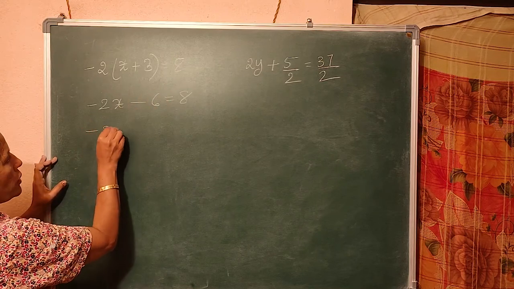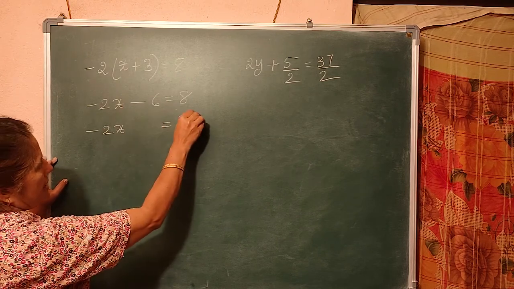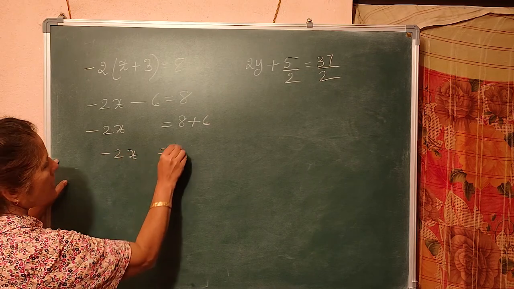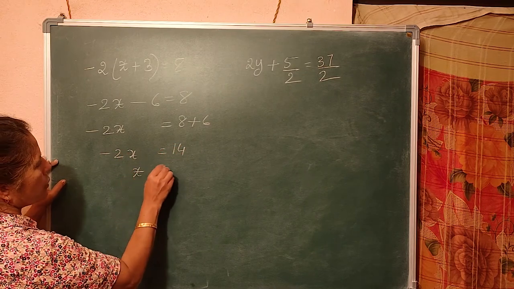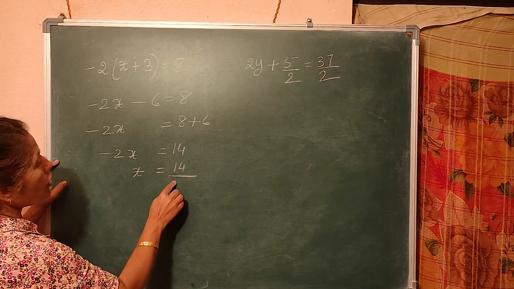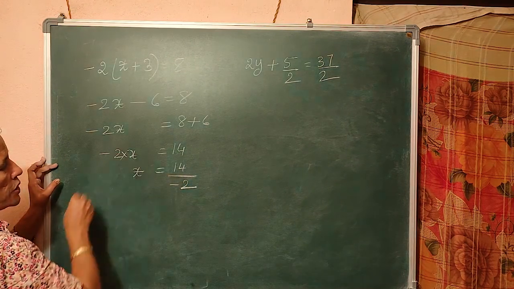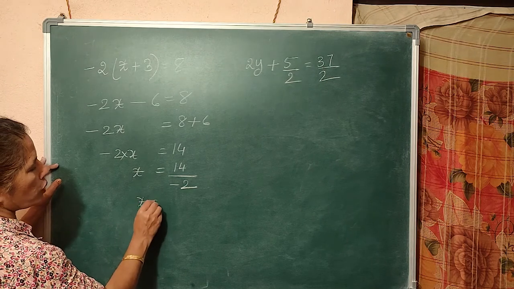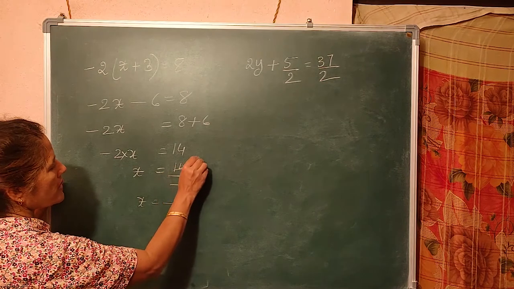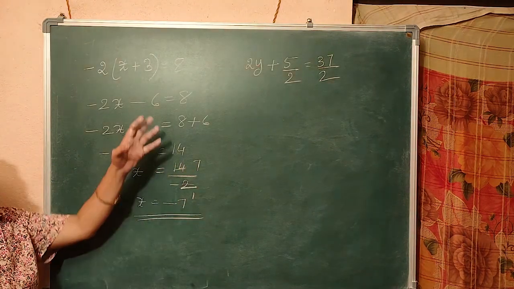So, minus 2x is equal to 8 plus 6. So, minus 2x is equal to 8 plus 6, which is 14. So, x is equal to 14 divided by minus 2. You have to bring it to the denominator because it is multiplied by minus 2. So, x is equal to plus divided by minus, which is minus. 2 1s are 2, 2 7s are 14. So minus 7.